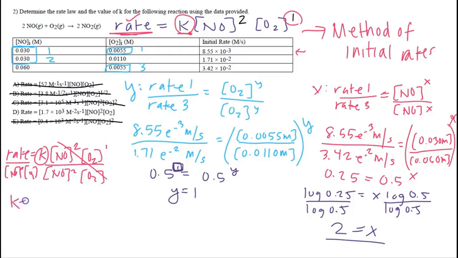So now our K value is equal to the rate over NO raised to the power of 2 and O2. And a lot of folks say, well, how am I going to solve for my K value? Which rate do I choose? Which NO do I choose? Which O2 do I choose? You focus on the trial. So this is all trial 1 data, trial 2, trial 3. You can choose any of those trials and you want to use all the numbers from that trial.